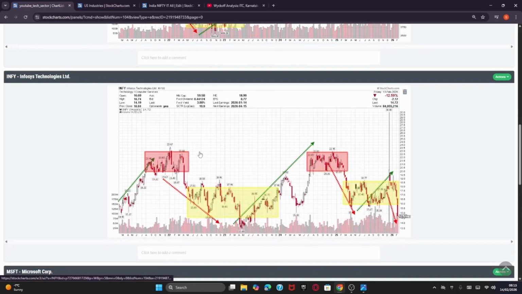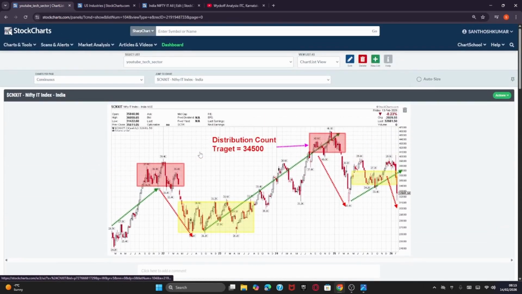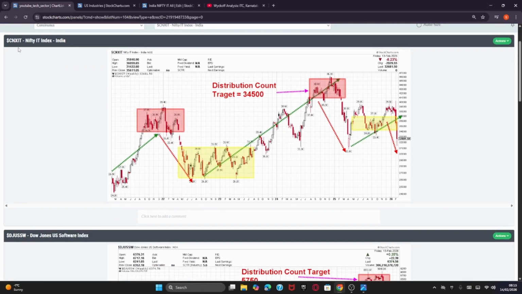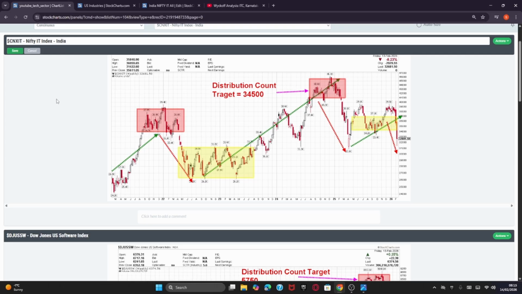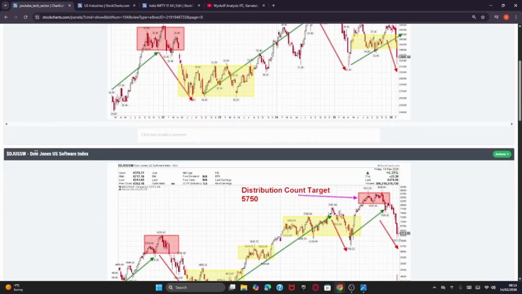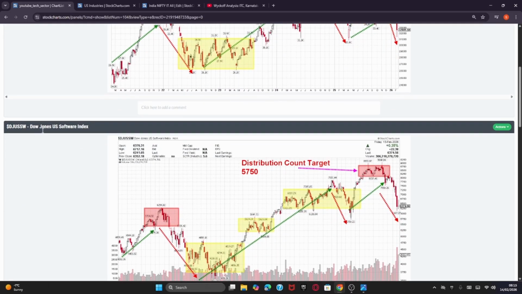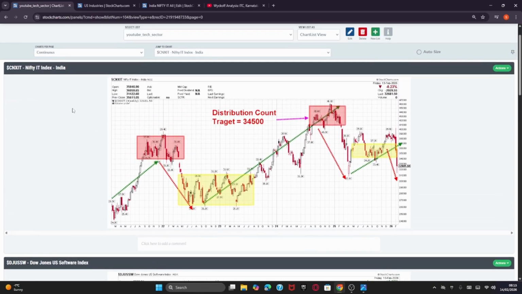If you are aware, there is an index in India, CNX IT, the Nifty IT India index. Similarly for the US, there is the Dow Jones US Software Index. So this is basically a bunch of companies put together as an index.